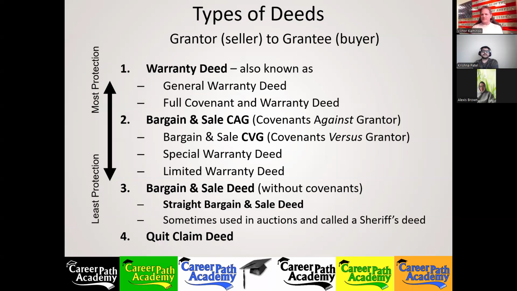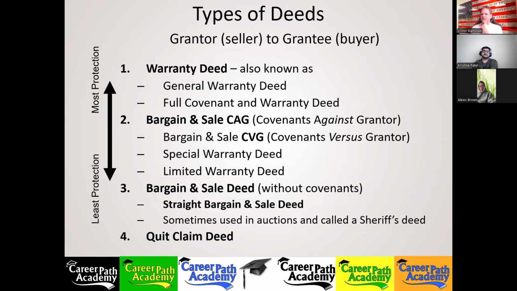Then we have the bargain and sale CAG, Covenants Against Grantors Act, also known as the Covenants versus Grantors Act. So it could just be abbreviated as bargain and sale CAG or bargain and sale CVG type deed. Also known as a special warranty or a limited warranty deed.